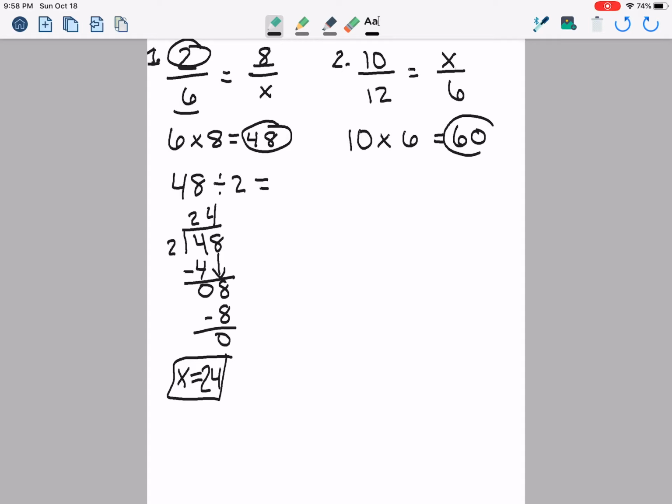Okay, then I would do 60 divided by the number I haven't used yet, which would be 12. So, well, that kind of looks funny, so I'm just going to circle that so we don't get confused. So I would do 60 divided by 12. And we should know that because that is one of our multiplication tables. 60 divided by 12 equals 5. So x equals 5.